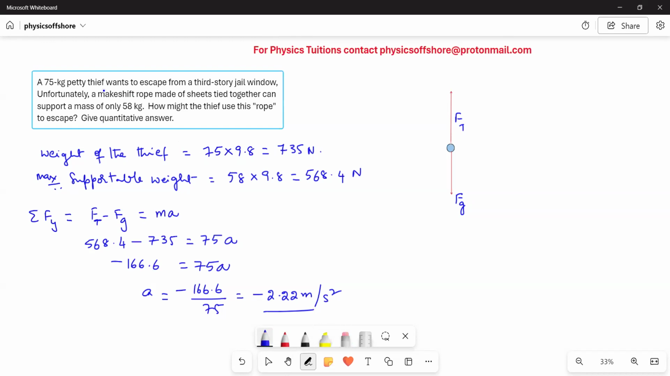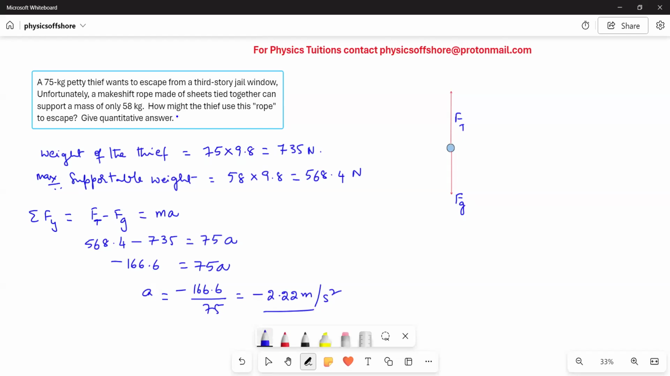A 75 kg petty thief wants to escape from a third-story jail window. Unfortunately, a makeshift rope made of sheets tied together can support a mass of only 58 kg. How might the thief use this rope to escape? Give a quantitative answer. This is based on the course.